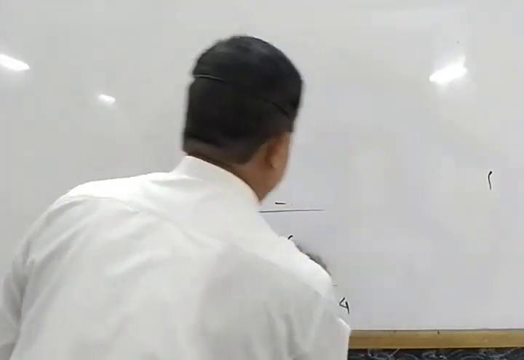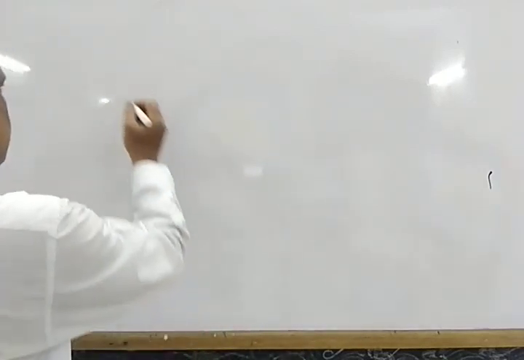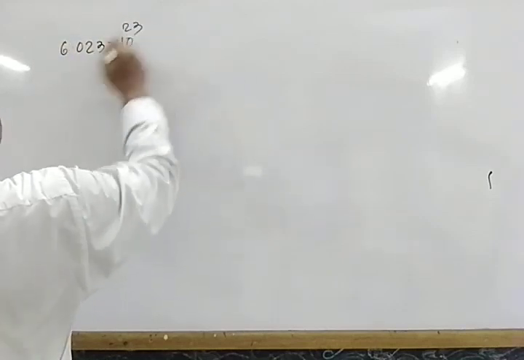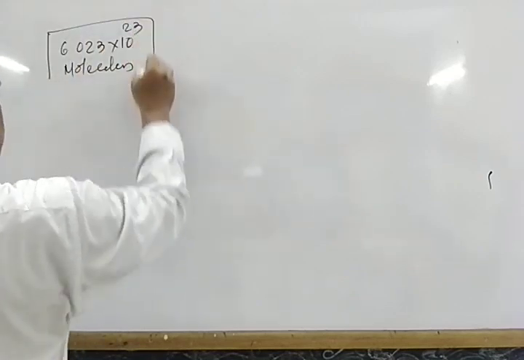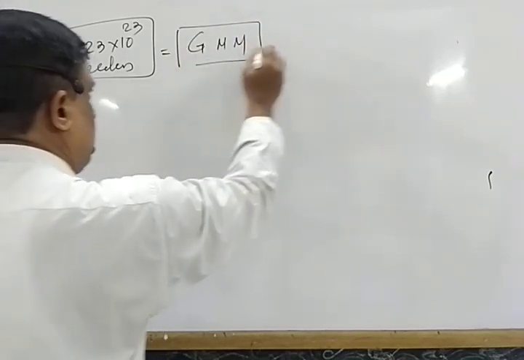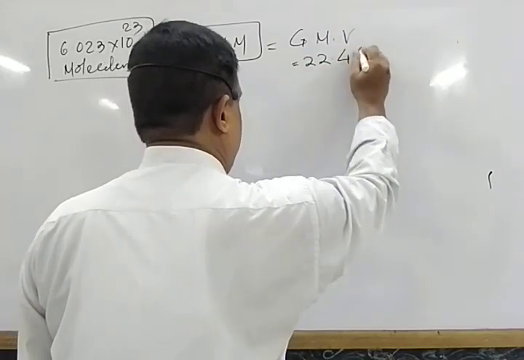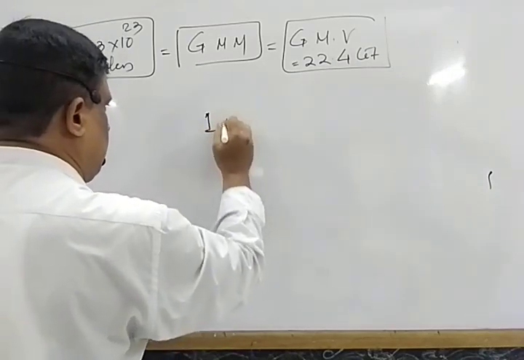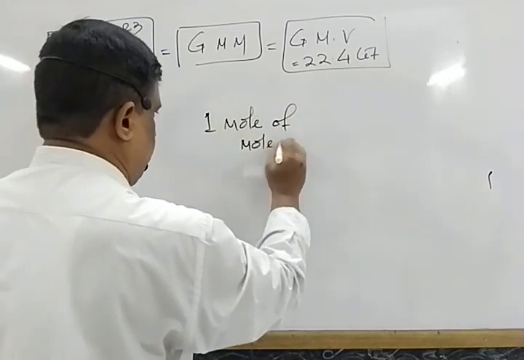In the previous class, we already discussed this. Again, I will try to repeat it. 6.023 × 10^23 number of molecules is equal to the gram molecular mass, which is equal to the gram molecular volume, that is 22.4 liters at NTP. This is equal to 1 mole of molecules.